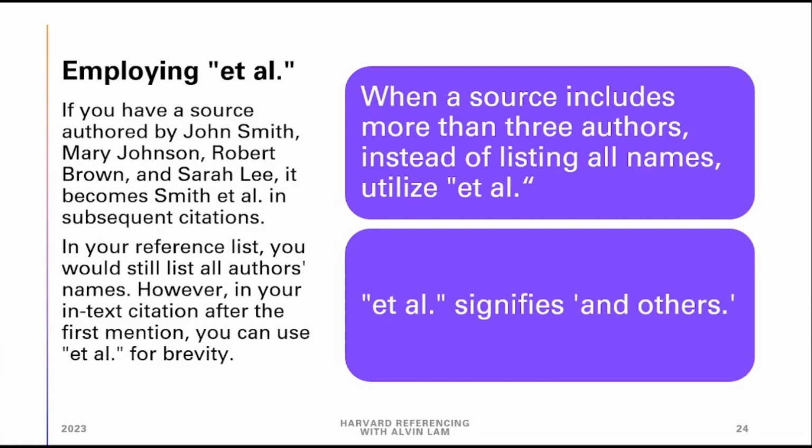Now, if there is more than one author, what do we do? Then you have to employ et alia. If you have a source authored by, for example, John Smith, Mary Johnson, Robert Brown, and Sarah Lee, can you tell me how many authors there are in this paper? You're right, there are 4. So it becomes Smith et alia in your subsequent citation. So remember this: when a source includes more than 3 authors, instead of listing all the names, maybe 5 or 6 authors, we will just list the first author and the rest will be et alia, which signifies "and others."